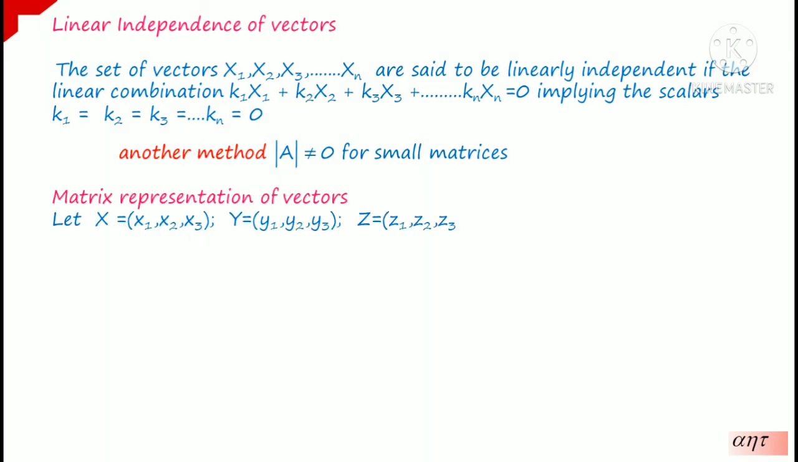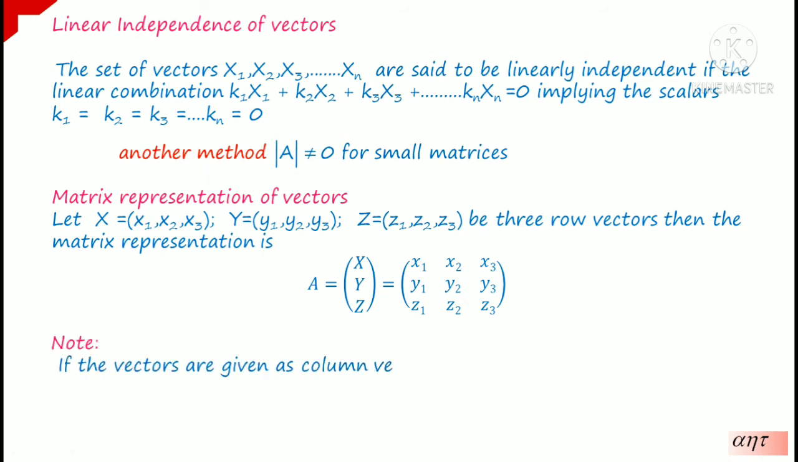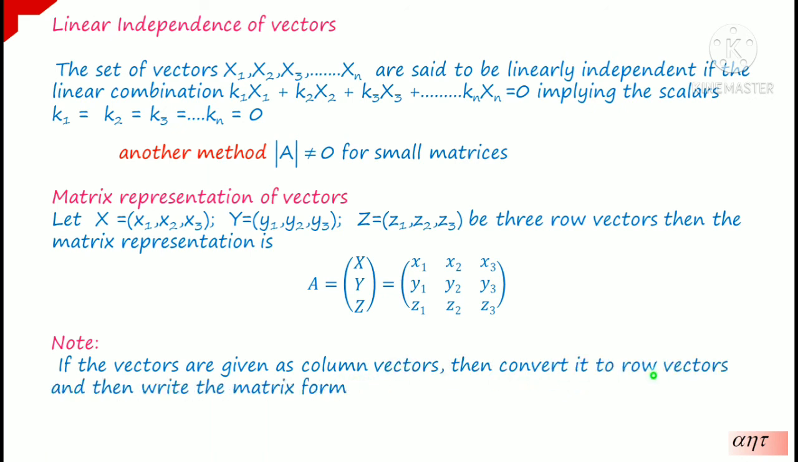Matrix representation of vectors. Suppose you have the three vectors, x is equal to x1, x2, x3, y is equal to y1, y2, y3, and z is equal to z1, z2, z3. These three row vectors are represented in a matrix as A is equal to x, y, z, which is equal to x1, x2, x3 written row wise, y1, y2, y3 also written row wise, and z1, z2, z3 also row wise. And one thing you should remember here, if the vectors are given as column vectors, then you have to convert them into row vectors, then write that in the matrix form.